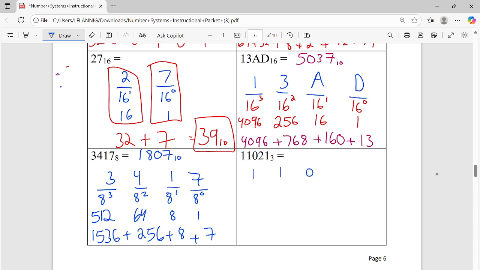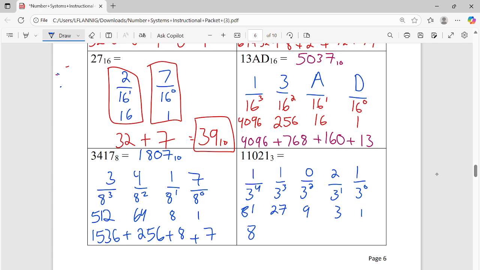1, 1, 0, 2, 1. Remember, these are all base 3 numbers. So there's 3 to the 0, 3 to the first, 3 squared, 3 to the third, and 3 to the fourth. 3 to the 0 power, that's 1, 3, 9, 27, 81.